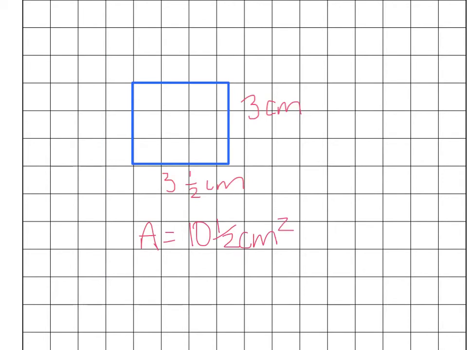And then we can do the perimeter as well. 3.5 plus 3.5 is 7, plus 3 centimeters on this side, and then we know this one is going to match. So 7 plus 3 is 10, plus another 3 is 13, so the perimeter is equal to 13 centimeters. And notice that perimeter is the distance around, so it's just one dimension, so we don't square those centimeters.